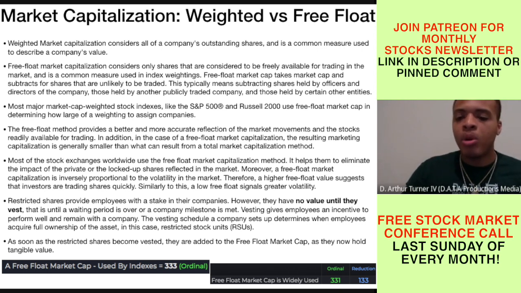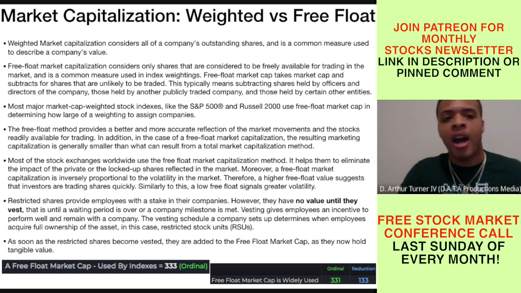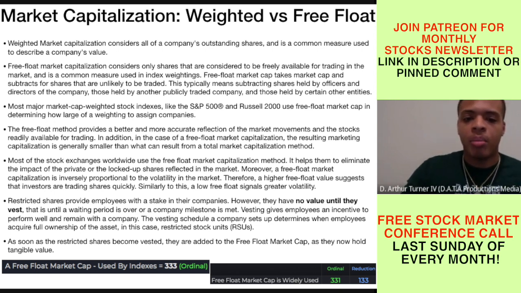Vesting gives employees an incentive to perform well and remain with a company. The vesting schedule a company sets up determines when employees acquire full ownership of the asset. In this case, restricted stock units, RSUs. As soon as the restricted shares become vested, they are added to the free float market cap as they now hold tangible value.